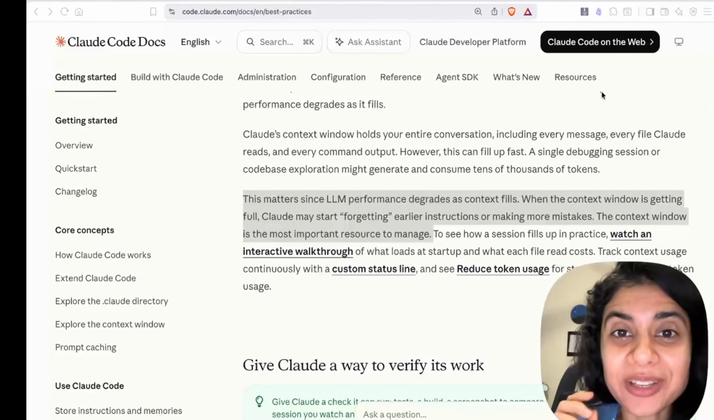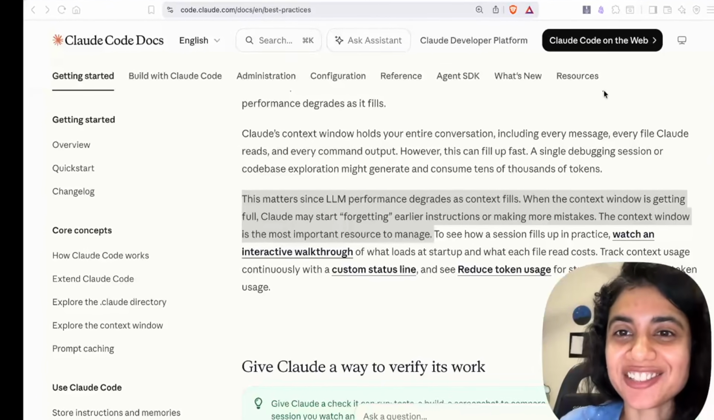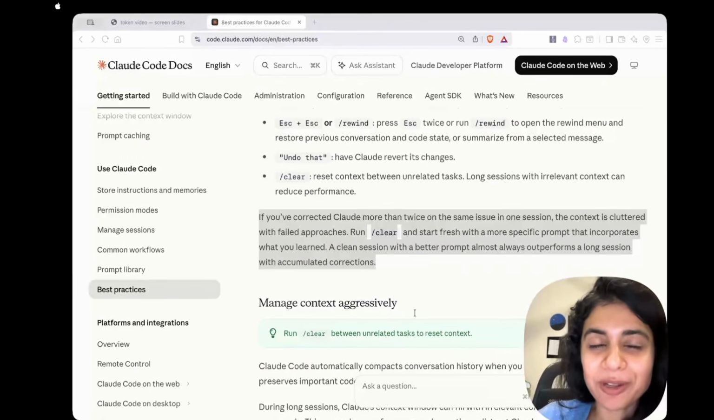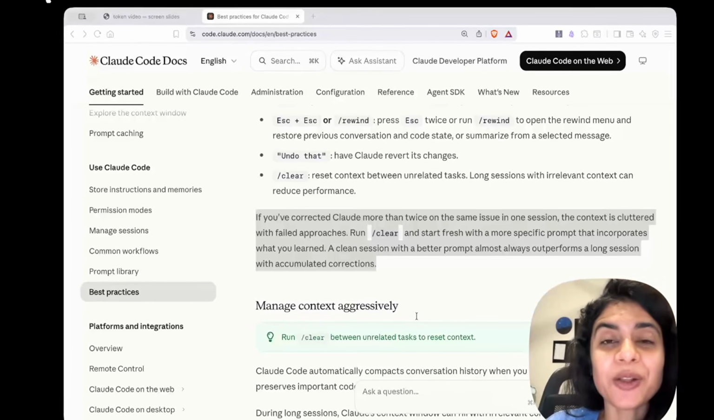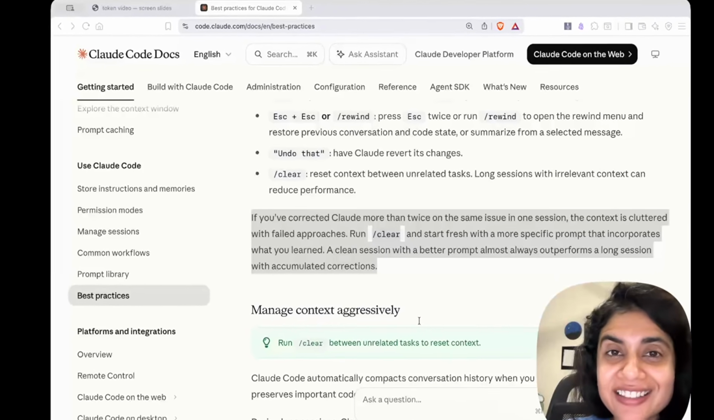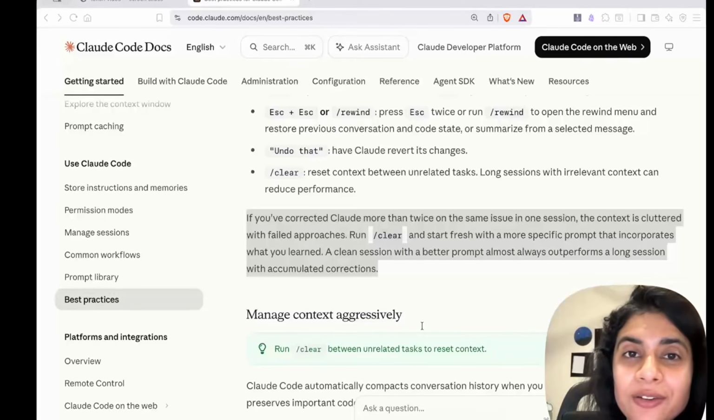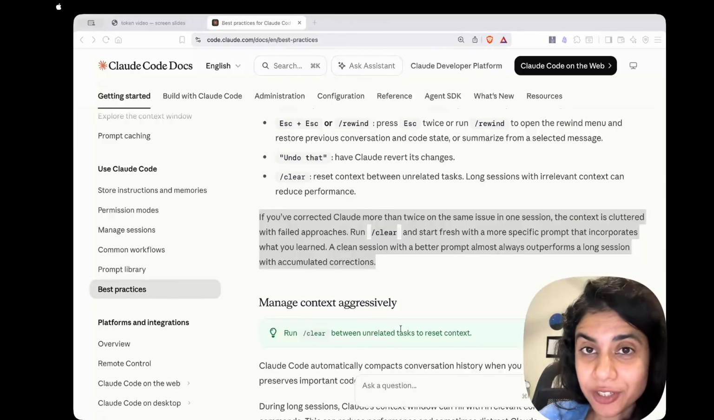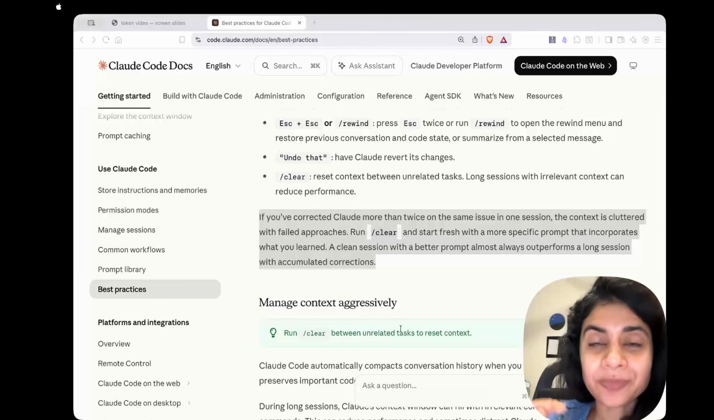The context window is the most important resource to manage. So the learning is having a lean context is going to keep your Claude smarter. Now let's talk about the 2 corrections rule from Anthropic, which says that if you have corrected something in your Claude session twice and it is still wrong, then stop correcting. Instead, what you have to do is run /clear and write a better prompt with what you have learned.